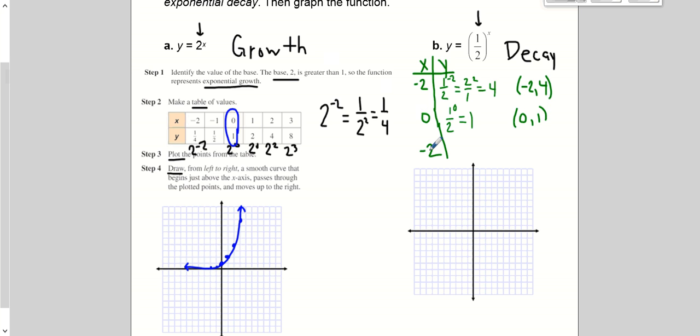And then do one more. 1/2 to the +2 power, -2, 0, +2. 1/2 squared. Well, that's 1 squared over 2 squared, or 1/2 times 1/2. Either way. 1/2 times 1/2 is 1/4. So that gives us our third point, 2, 1/4. All right, graph your points, draw your curve.